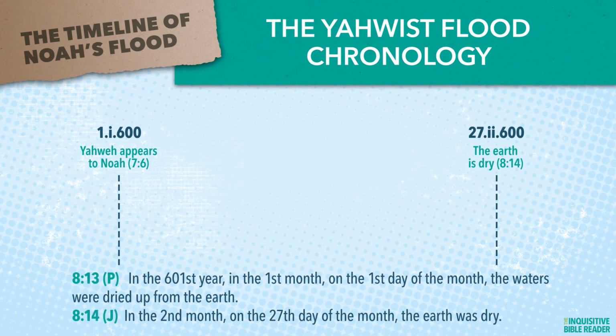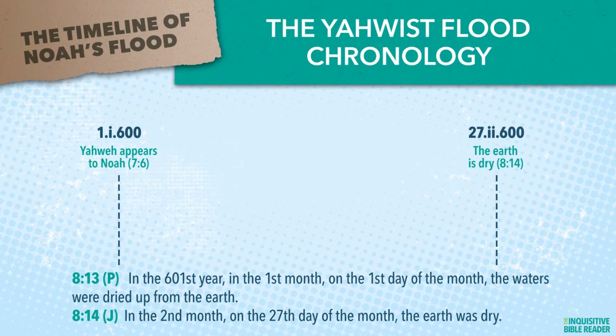Because of its placement after the priestly date of 601, most readers assume that this date applies to the year 601. However, the year is not actually specified. If this date belongs to the Yahwist, we can take it to be the year 600. This means the Yahwist story covers a span of 57 days. Let's figure out the intermediate stages.